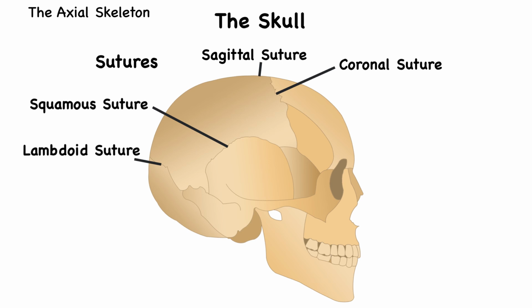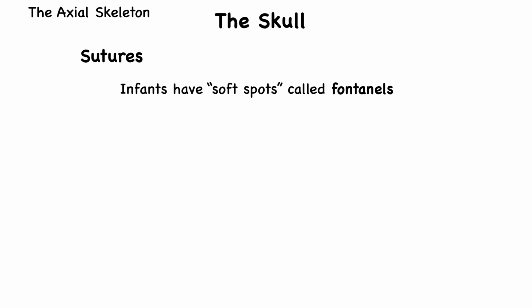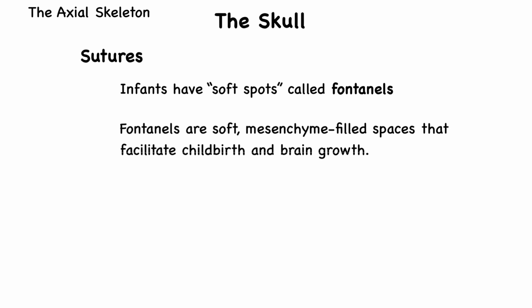In infants, the skull bones are not fully fused. Instead, they're connected by soft spots called fontanelles. These fontanelles are really important because they facilitate childbirth. The flexibility of these areas allows the skull bones to slightly overlap as the baby passes through the birth canal, a process that is called molding. The other thing that these fontanelles do is allow for brain growth. The brain grows very rapidly during infancy and childhood, and these flexible areas accommodate the expansion without restricting the skull.